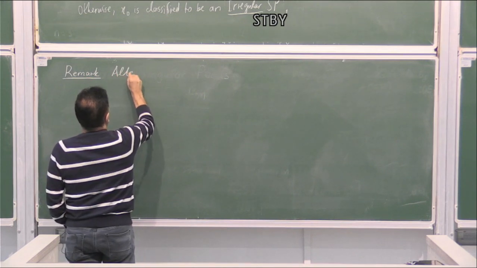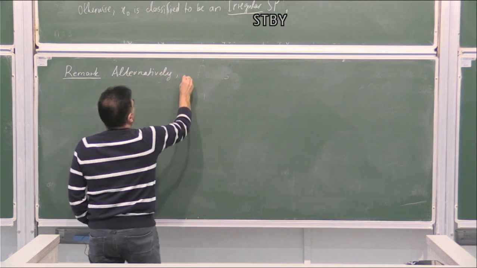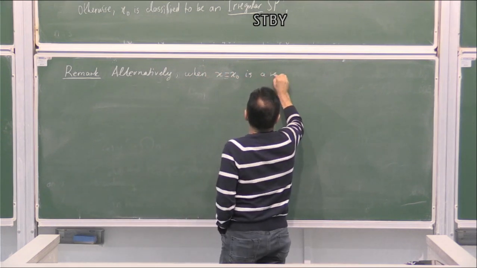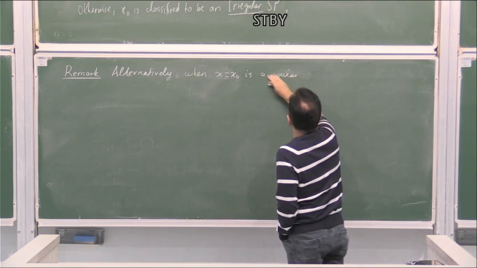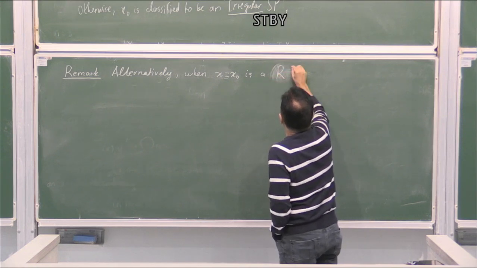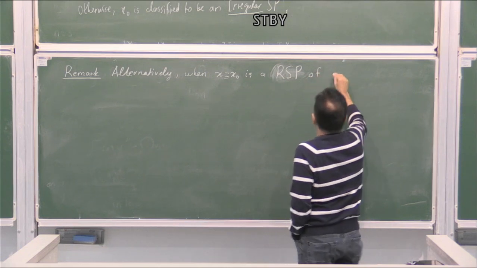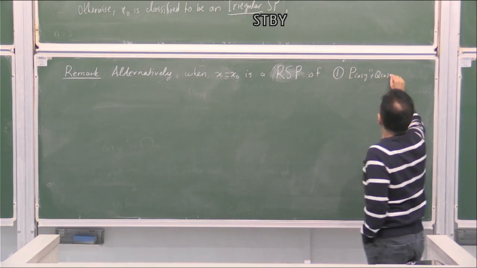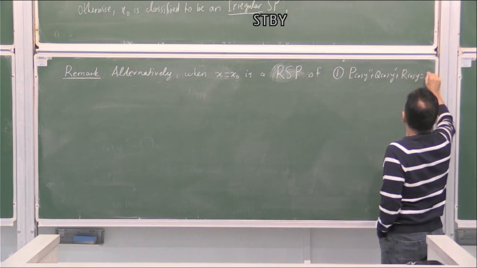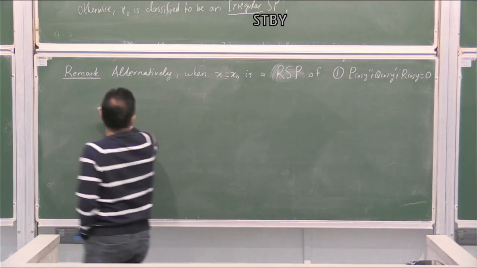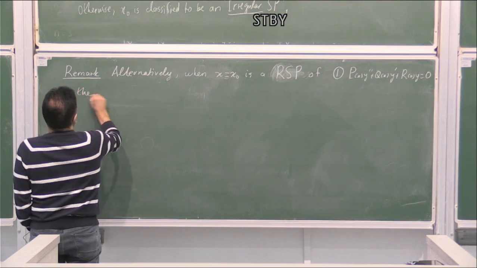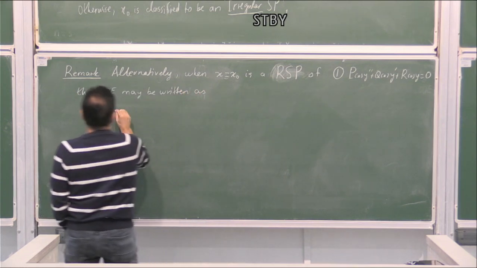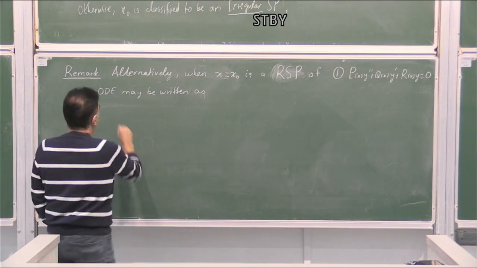Alternatively, when x equal to x0 is a regular singular point of the equation, let's say 1, which is p of x y double prime plus q of x y prime plus r of x y equal to 0, the ODE may be written in an alternative form, which is something like that.